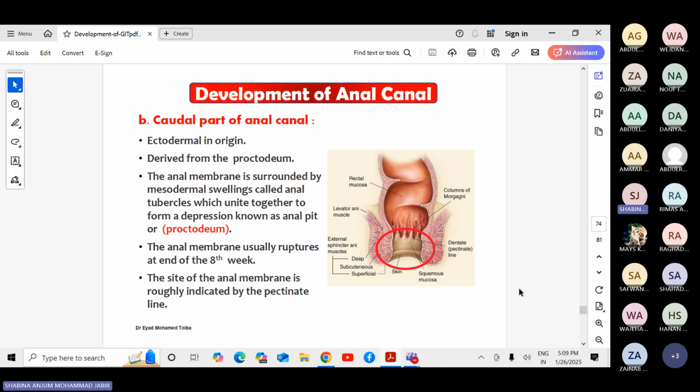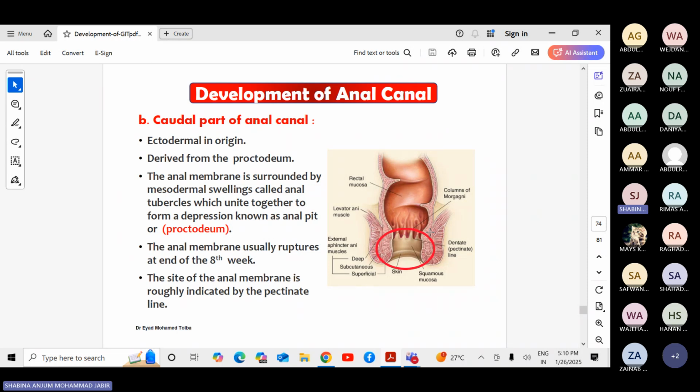The anal membrane is surrounded by mesodermal swelling, which is called the anal tubercles here, and it will form a depression, the anal pit. This is the site of the anal membrane, which will rupture at the end of the 8th week. I believe you have studied the details of the anal canal in anatomy.